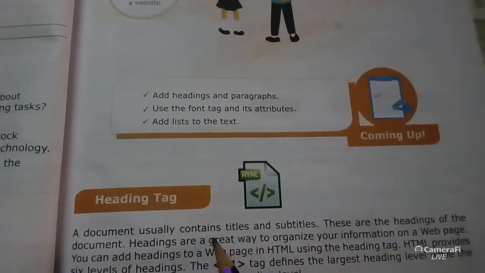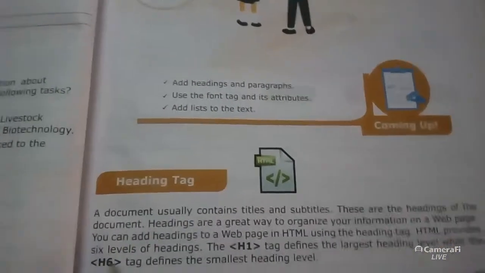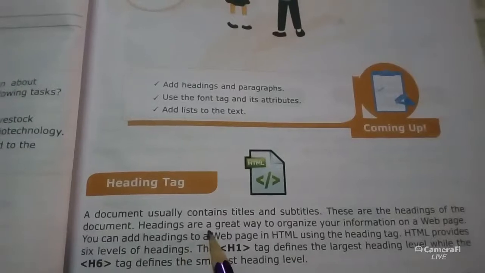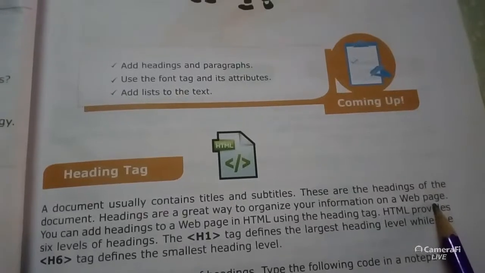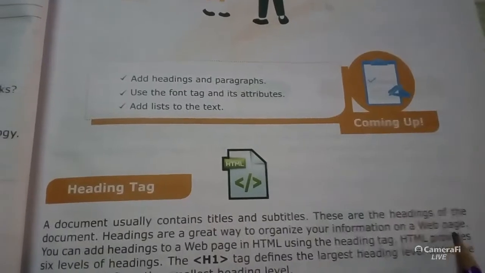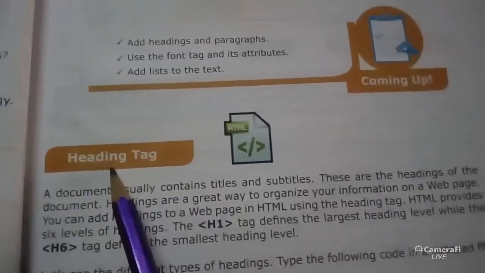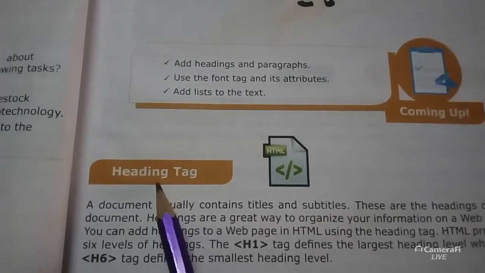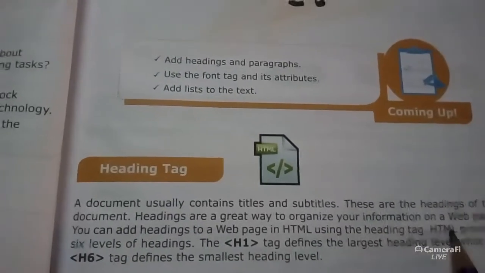First, heading tag. A document usually contains title and subtitle. These are the heading of the document. Headings are a great way to organize your information on the web page. That means you know that heading is very important in your chapter. Here, the heading of the chapter is more on HTML. And this is called subheading. After the heading, it is subheading. Okay? So these are the headings of the document. Headings are a great way to organize your web page.